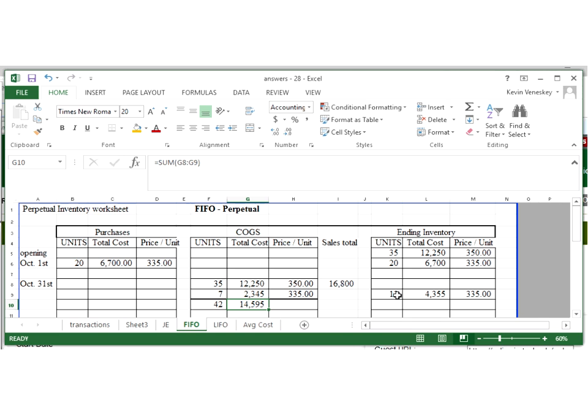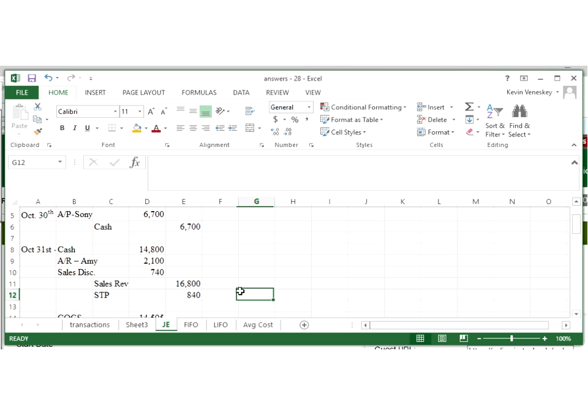And I'm going to put that into my journal entry just as soon as I update my ending inventory. Remember, I got rid of all of these. These guys are gone. You could mark them out on your paper. I sold 7 of these, so that leaves me with 13 left at $335 a piece for a total cost of my ending inventory of $4,355. Now let's go back and update our journal to show that I did have cost of goods sold of $14,595.